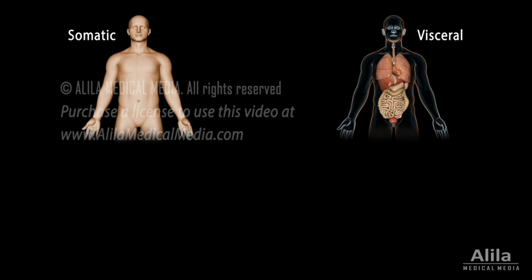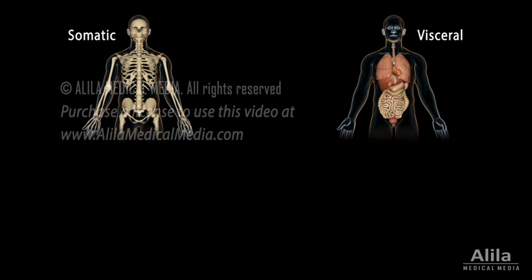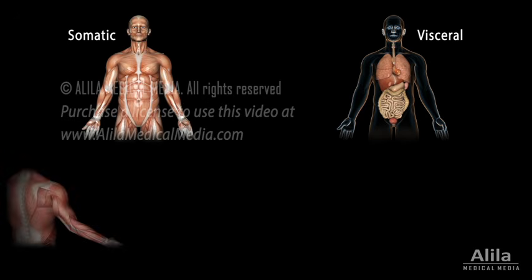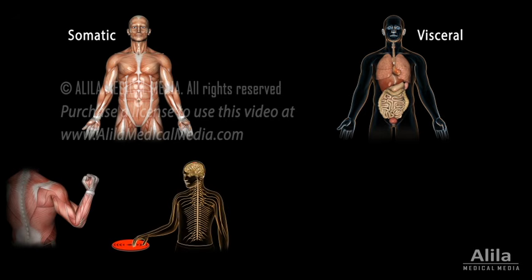The somatic nervous system includes sensory nerves from the skin, muscles, bones, and joints, and motor nerves that innervate skeletal muscles. This system controls voluntary muscular contractions, as well as involuntary somatic reflexes.